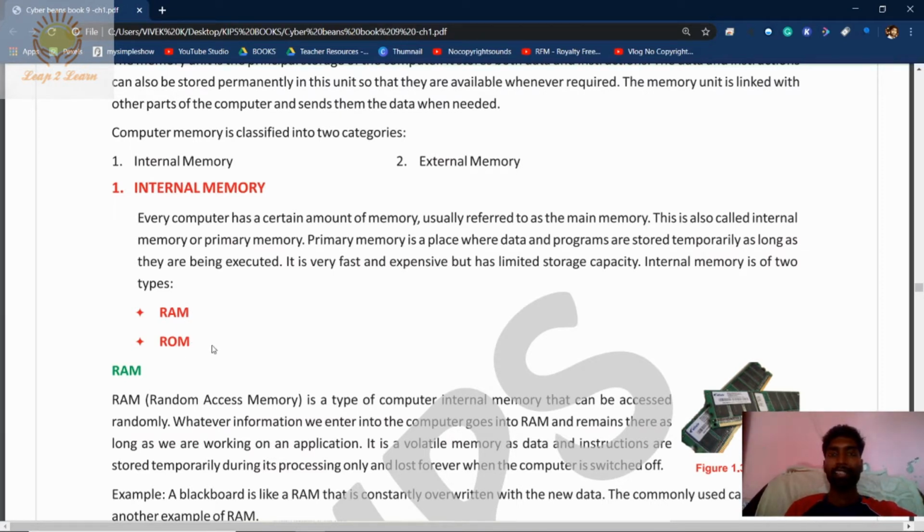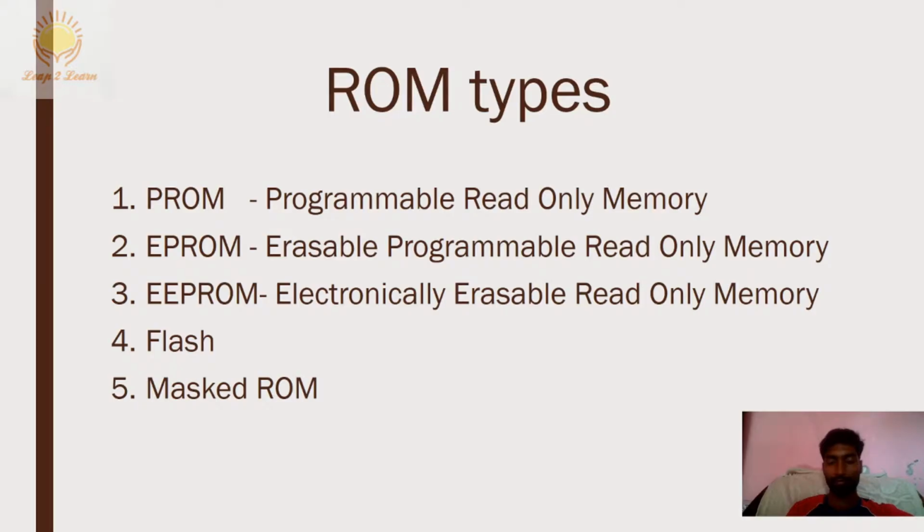Depending on the editing mode, ROM is divided into a few types. They are namely PROM, programmable read-only memory; EPROM, erasable programmable read-only memory; EEPROM, electronically erasable programmable read-only memory; flash; and masked ROM. These are the 5 types of ROMs we are going to learn today.